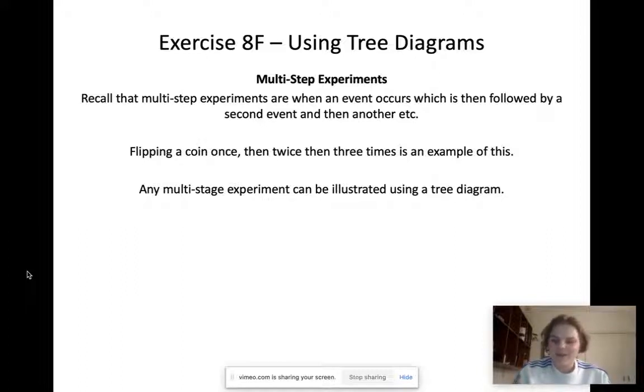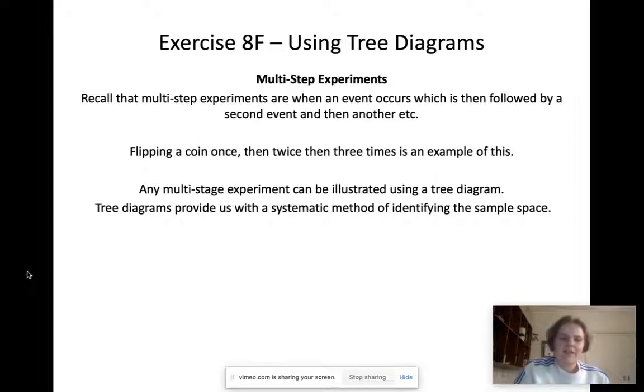With tables, we can only use them for two-step, because the horizontal will represent the first step and the vertical will represent the second step, or vice versa. But you can only have two steps. Tree diagrams, we can do as many steps as we want, as long as it's still practical to draw.